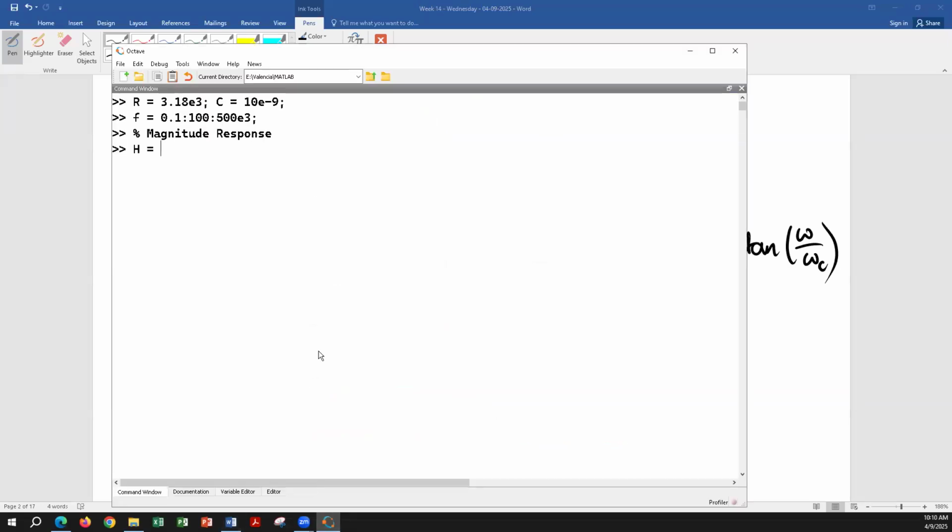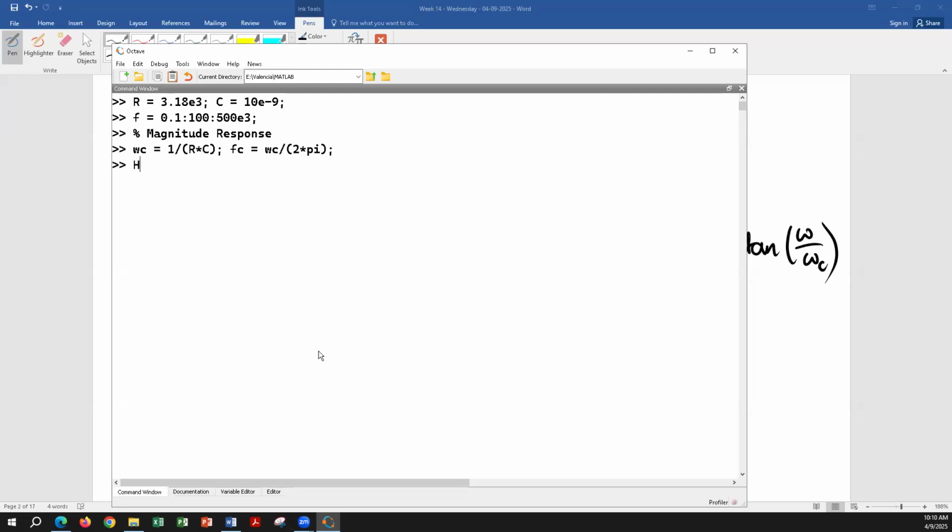In this case, let's define FC first. Omega C is equal to 1 divided by R times C, and FC is omega C divided by 2 times pi. So we define the value of the cutoff frequency, FC, which is omega C over 2 pi.